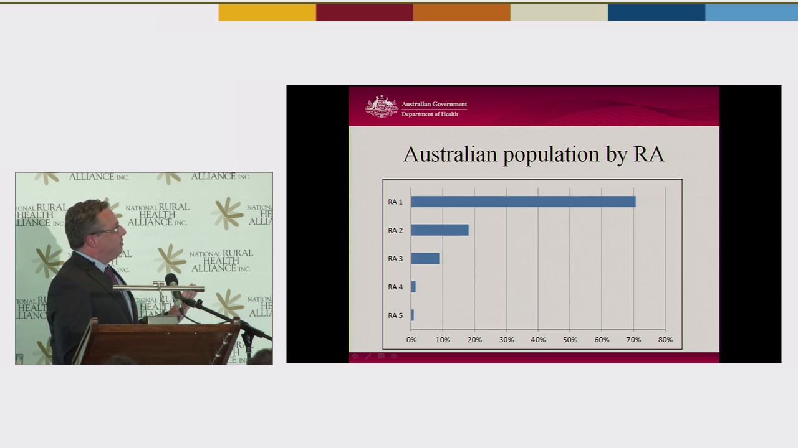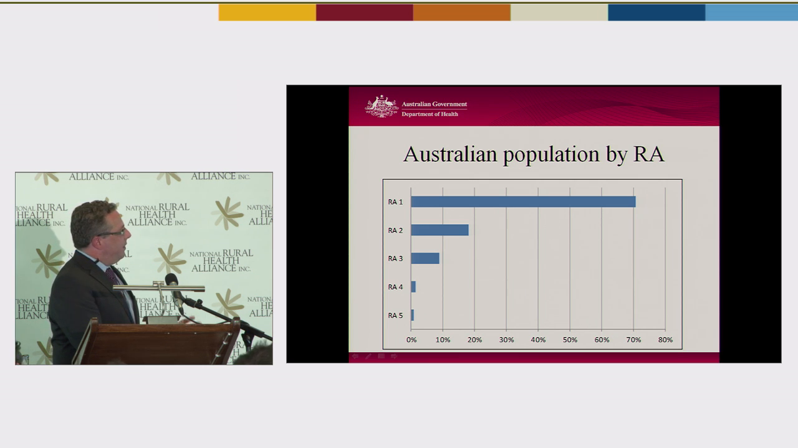So here we're looking at the Australian population by RA. I think a lot of people will be familiar with this. We've got 70% of the population in RA1, about 1% when you round up in RA4 and 5. RA2 has around 18%, RA3 is 9%, and I know this because I was looking at the figures last night.